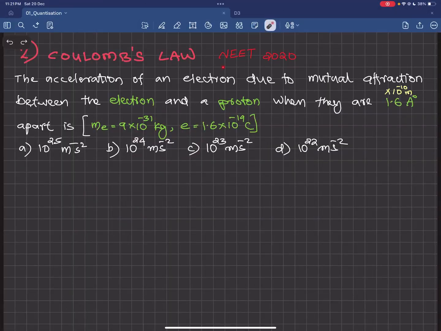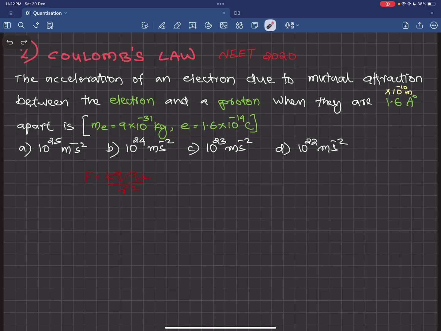This is from NEET 2020 based on Coulomb's law in electrostatics and Newton's second law. The question asks you to find the acceleration of an electron due to mutual attraction between an electron and a proton when they are at a distance of 1.6 Angstrom. First, we have to convert Angstrom into meter, times 10 to the power of minus 10. And then we have to find the force between the two charges.